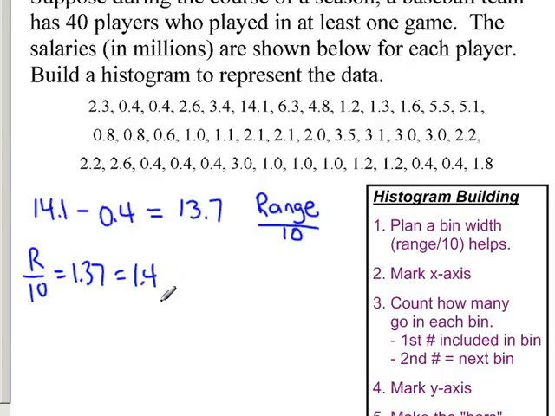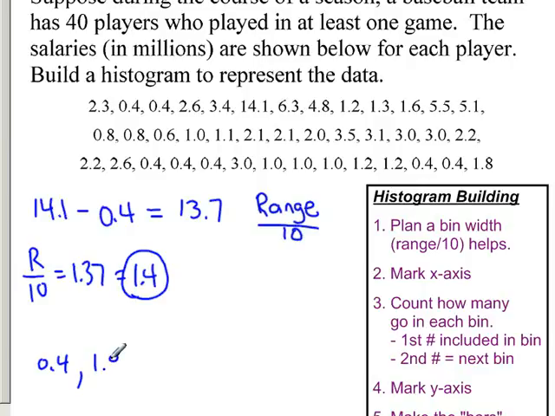And now I'm going to start to plan out my bins on my histogram. The lowest number was 0.4. And that's kind of where my starting point is going to be for my histogram, 0.4. And then this 1.4 that I calculated, which was my range divided by 10, gives me a nice estimate. It doesn't have to be that number, but I'm going to use it. I'm just going to add 1.4 all the time. So I'm going to add 1.4 here, and I'm going to get 1.8.